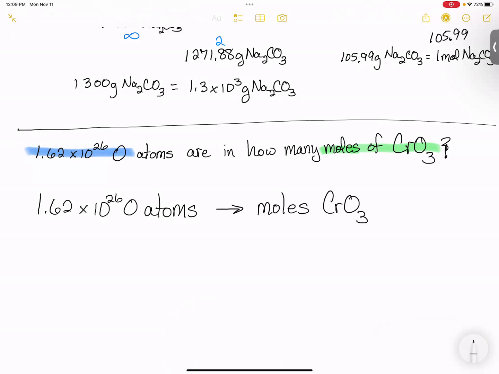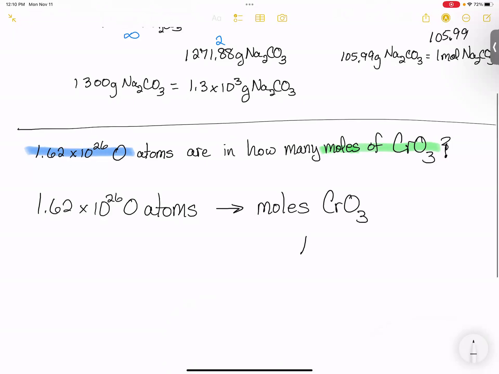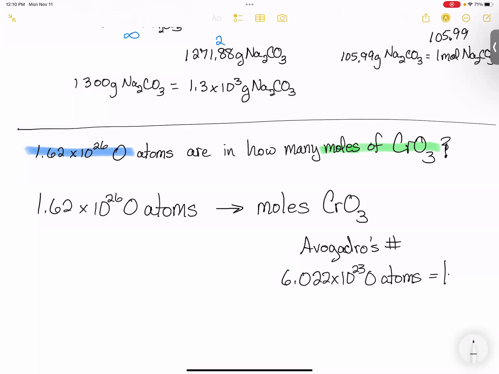So, is the term atoms or molecules involved? Yes, so you are going to need Avogadro's number, which is 6.022 times 10 to the 23rd of anything, in this case, oxygen atoms, equals 1 mole of that thing. So 1 mole of oxygen. Are the two substances identical? No, so we're going to need a mole to mole ratio. Where does the mole to mole ratio come from in this case?